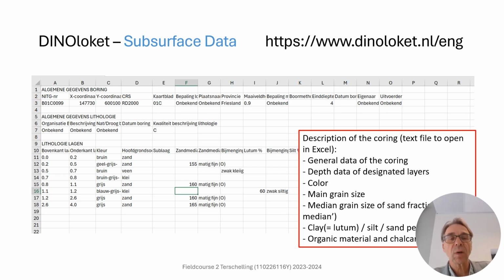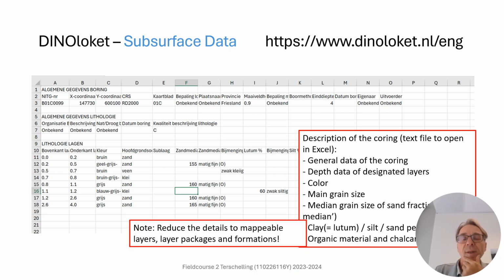Important also to look at these findings from the perspective of joining certain horizons with each other when they have similar characteristics. So this lower part, they look like the same, but you have to look at the difference between them. So how you can generalize profiles: reduce the details to mappable layers, layer packages and formations. That's important also when you are going to introduce these corings into your profile.